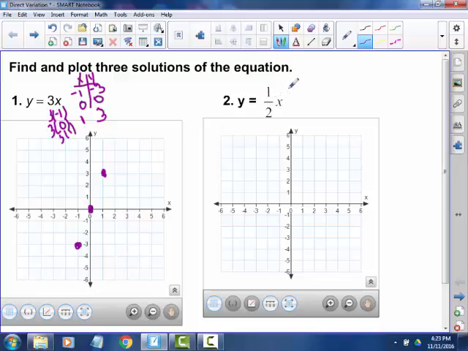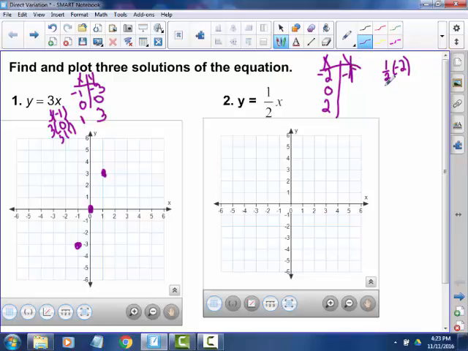Okay, now over here, when we do our t-table, I'm going to be a little more deliberate in picking my numbers because I have a fraction, and I have learned over time that if you pick an x value that is a multiple of the denominator, then you don't have a fraction in your answer. So I'm going to choose negative 2, 0, and positive 2.